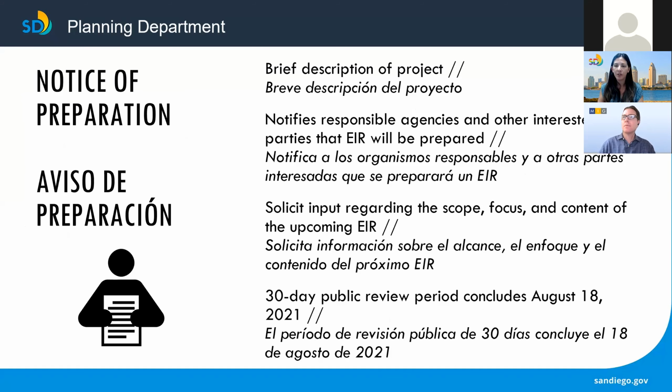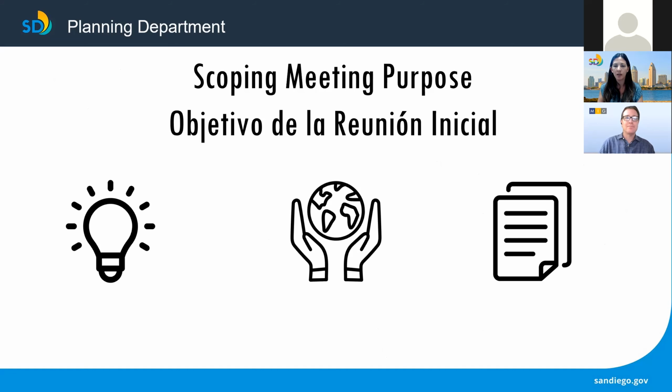The notice of preparation that was sent out on July 19th, 2021 contains a brief description of the project, notifies responsible agencies and other interested parties that an environmental impact report will be prepared, and solicits input regarding the scope of this report. The notice of preparation is distributed for a 30-day public review period, which will end on August 18th, 2021. I will hand it back over to Andy, and thank you again to everyone for being here.